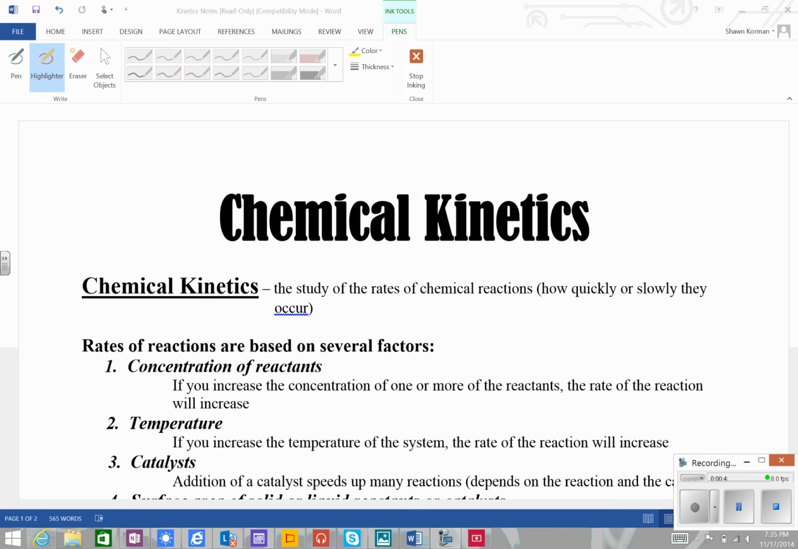So let's start with what does kinetics mean? Because that's what this whole next unit is going to be about. And you can see there on your paper that kinetics is the study of the rates of reactions and how fast they're going to occur.